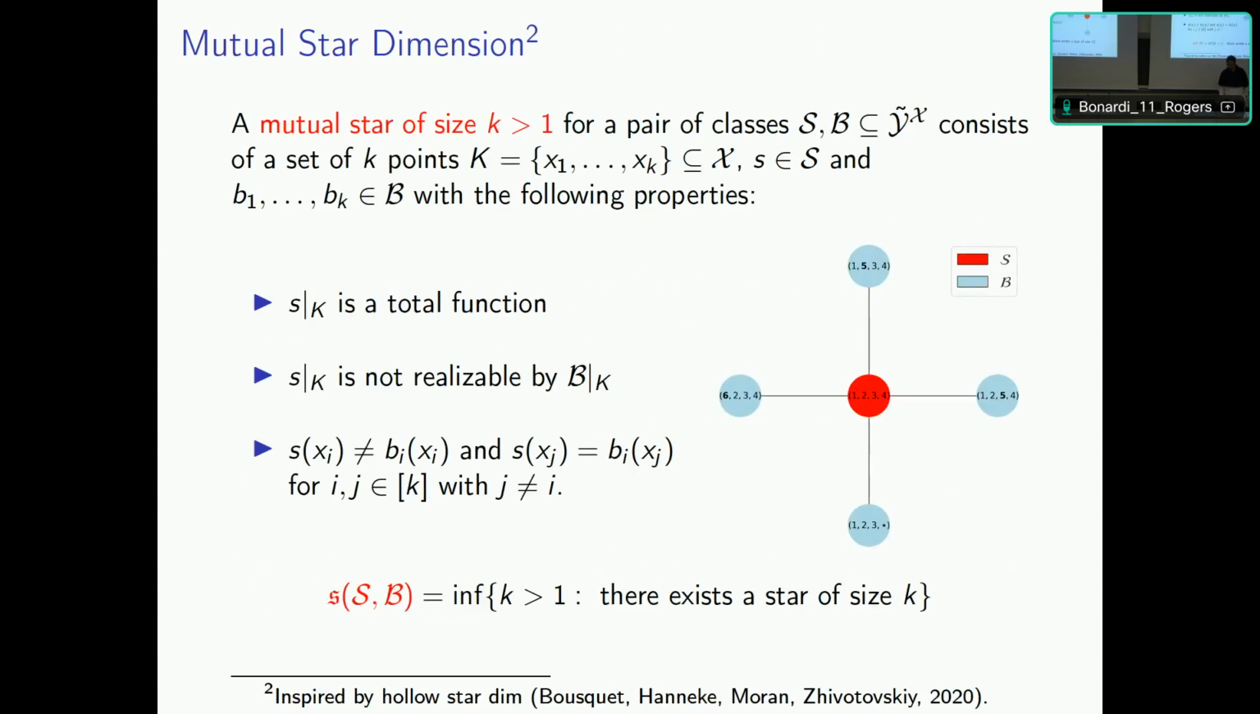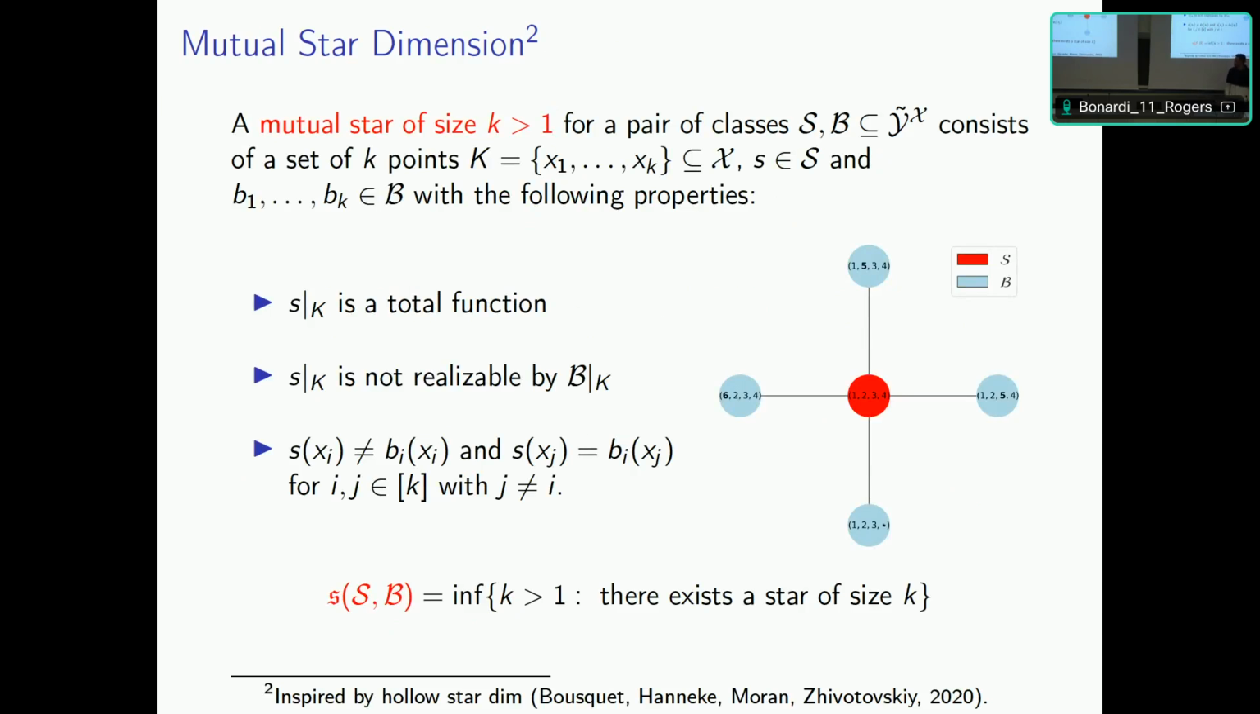Now, as this setup is somewhat between the realizable setting and the agnostic setting, we might wonder what is the exact rate of 1 over epsilon. Is it the fast rate of 1 over epsilon or the slow rate of 1 over epsilon squared, or something between? So we show that there is a dimension that can control this exact rate, which we call mutual star dimension, which is inspired by a dimension called hollow star dimension, which was introduced by Steve and Nikita and their colleagues.